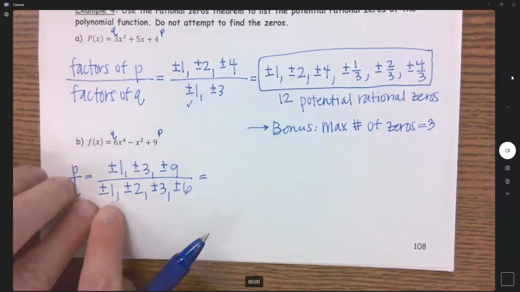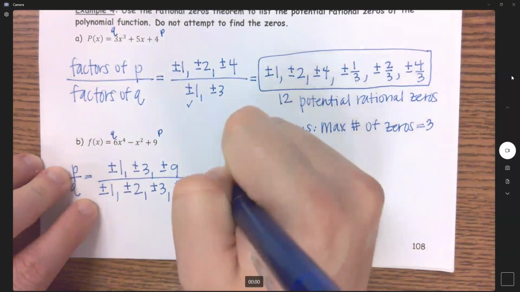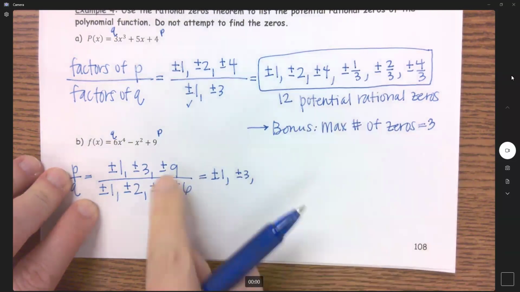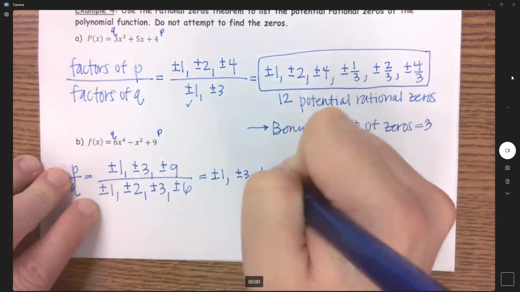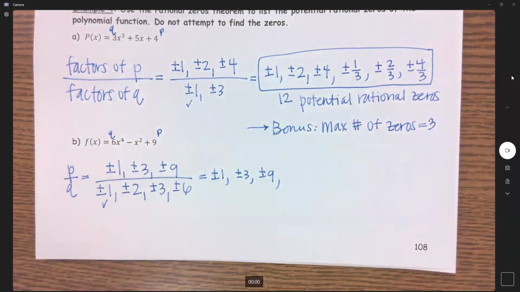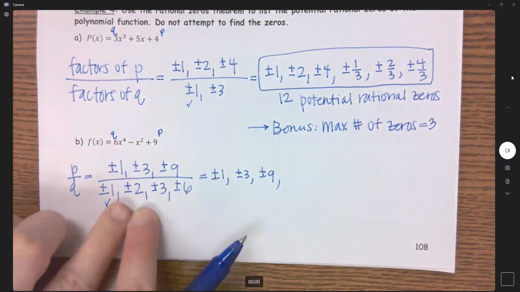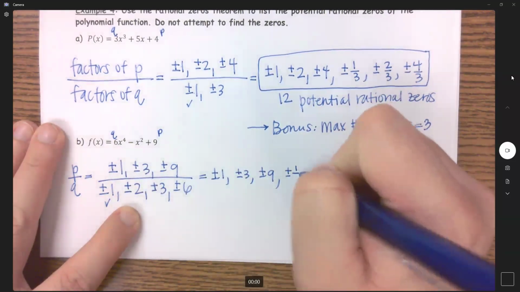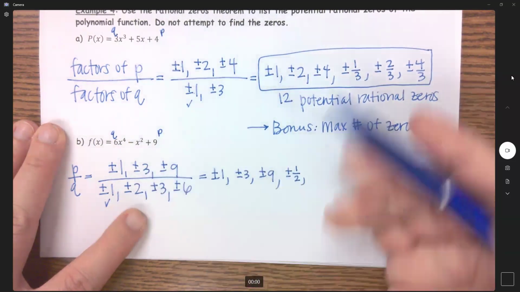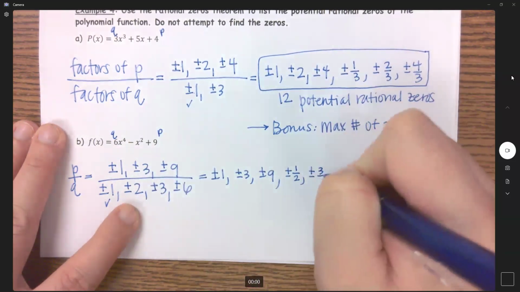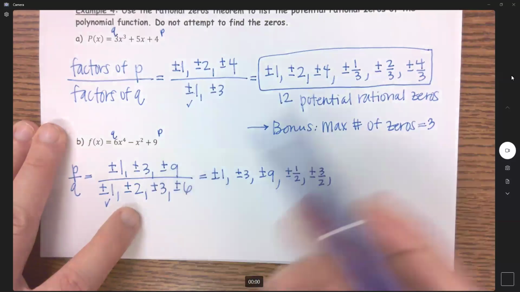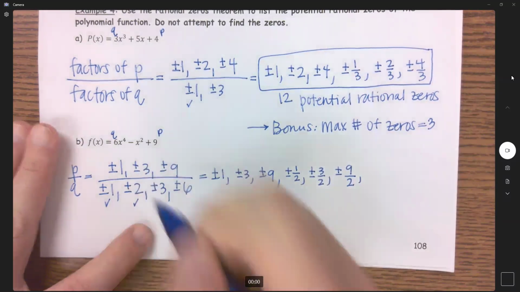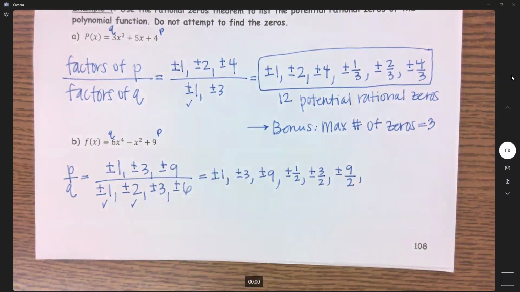So let's start with this 1. 1 divided by 1 is plus or minus 1. 3 divided by 1 is plus or minus 3. And 9 divided by 1 is plus or minus 9. Check. We have divided everything in the top by 1. So now let's move over to 2. 1 divided by 2 is plus or minus 1/2. 3 divided by 2 is plus or minus 3/2. And 9 divided by 2 is plus or minus 9/2. So check, we've divided everything in the top by 2.